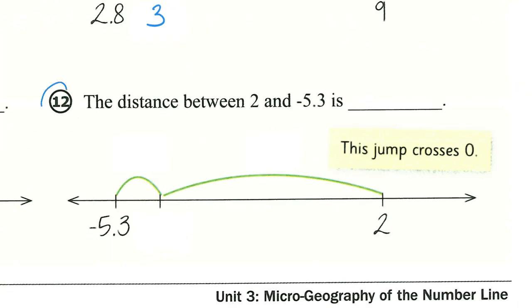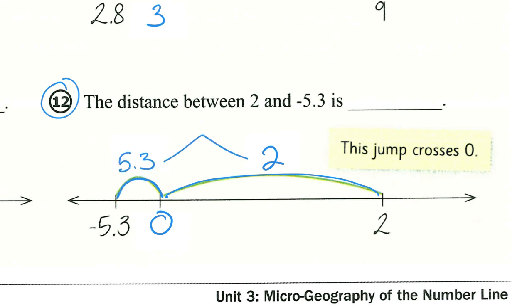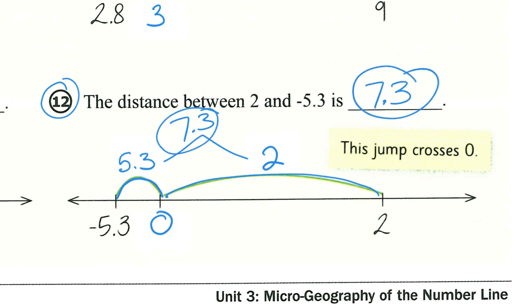We're going to skip to number 12, the distance between 2 and negative 5.3. So I'm going to stop at 0 along the way here. So from 0 to 2 would be 2. And from 0 to negative 5.3 would be 5.3. So my total distance between them is 7.3.